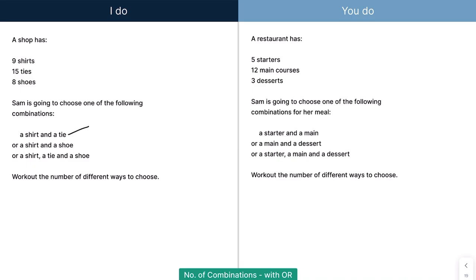So what we're saying is he can either pick a shirt and a tie. There are 9 shirts and how many ties? 15 ties. So he can either do this, or he can do this, which is a shirt and a shoe, or he can do this, which is a shirt, a tie and a shoe. Okay, so now if I calculate these, I get 135.